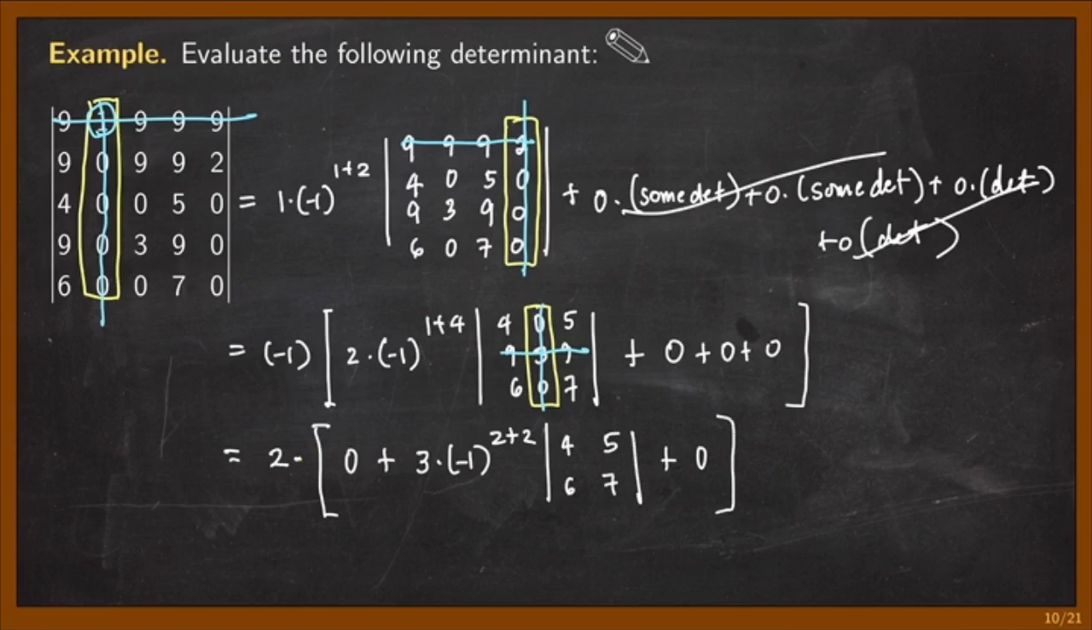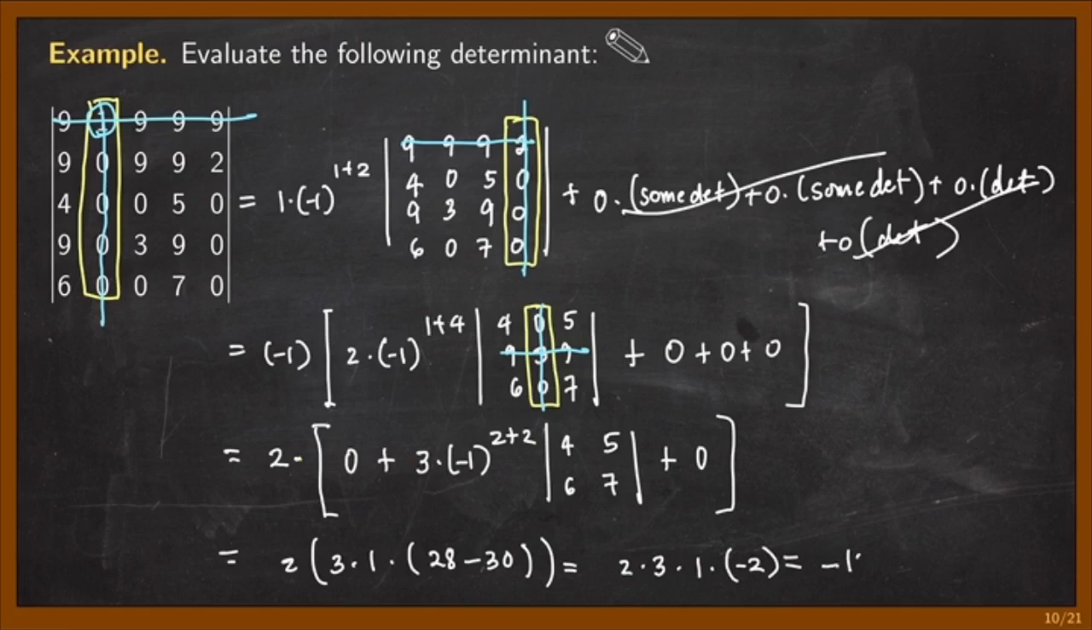So at this point, we can now evaluate this easily because we now just have a 2 by 2 determinant. So this is 2 times 3 times 1 times 28 minus 30. It's like the usual. Okay? So that's 2 times 3 times 1 times negative 2. That is, I think, negative 12. So the determinant is negative 12.